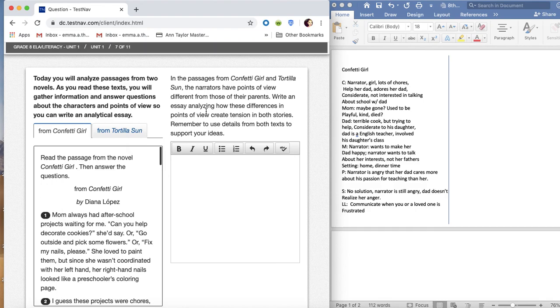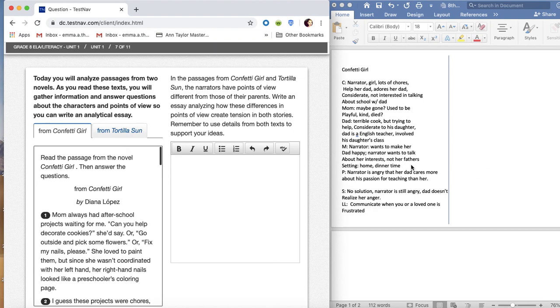So let's read the prompt together and just see what we would have set up. It says, in the passages from Confetti Girl and Tortilla Sun, the narrators have points of view different from those of their parents. Okay, write an essay analyzing how these differences in points of view create tension in both stories. Remember to use details from both texts to support your ideas.